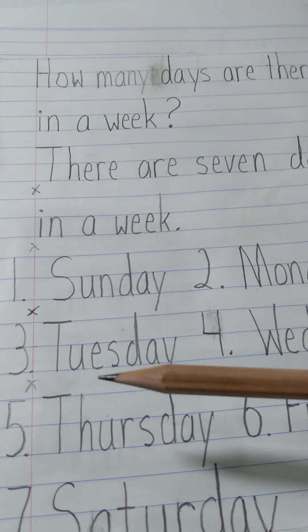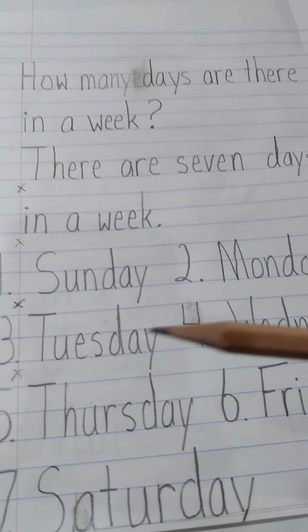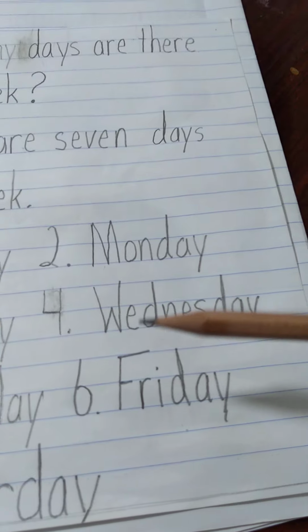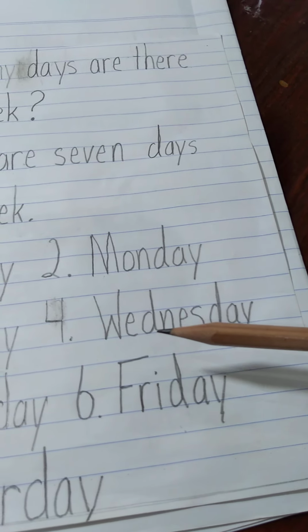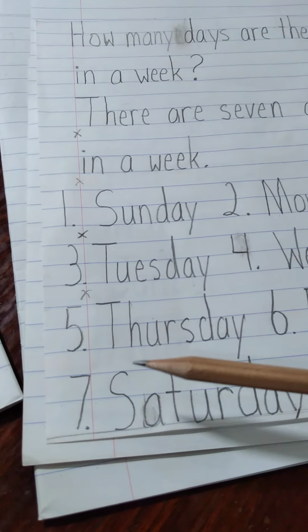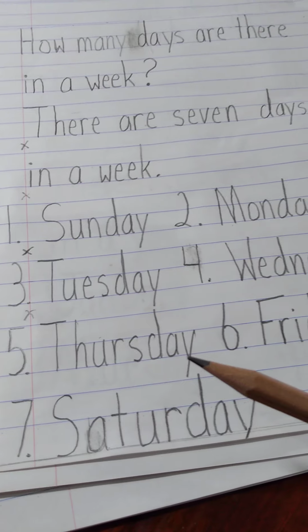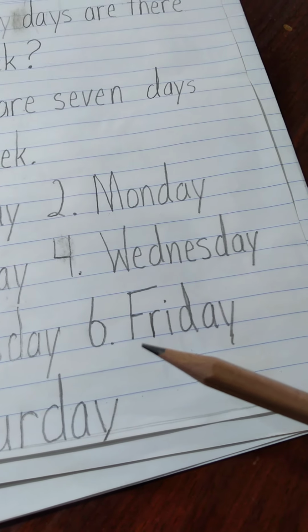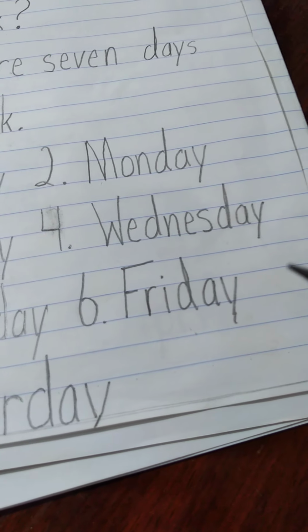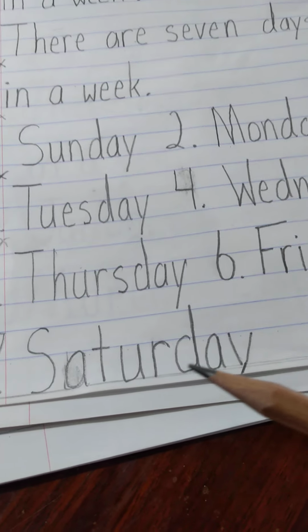Say the name of the day, spell it, and say the name again. All right, here we go. Wednesday. Capital W-E-D-N-E-S-D-A-Y. Wednesday. Thursday. Capital T-H-U-R-S-D-A-Y. Thursday. Friday. Saturday. Capital Saturday, Saturday. That's a week. Good job.